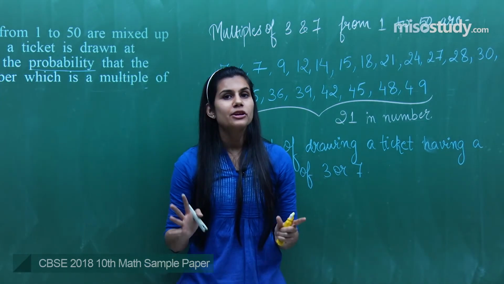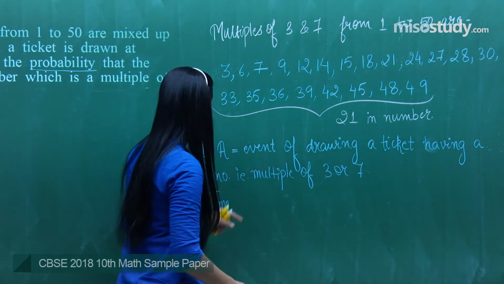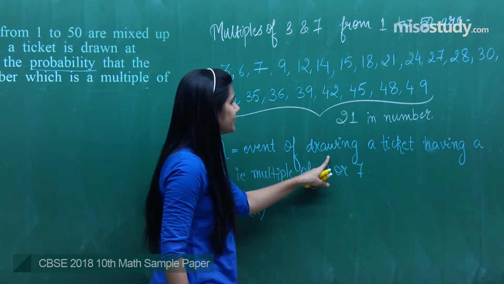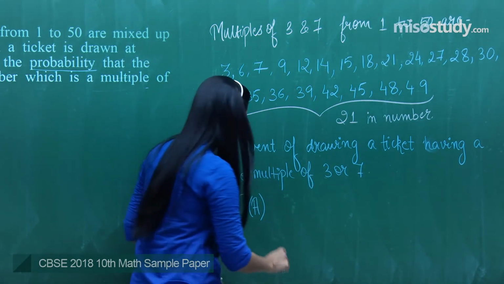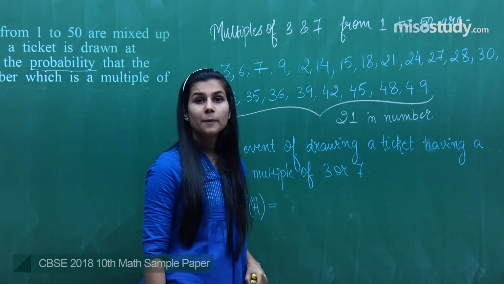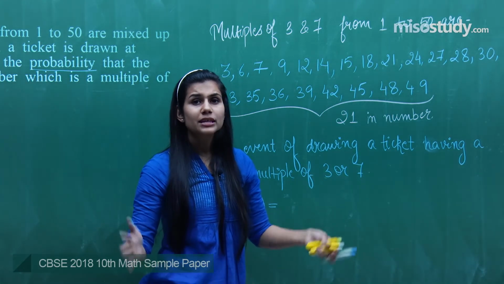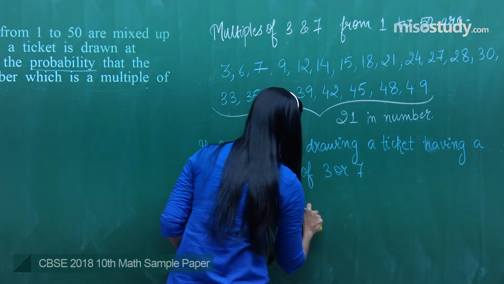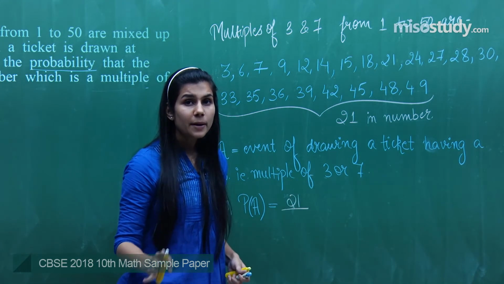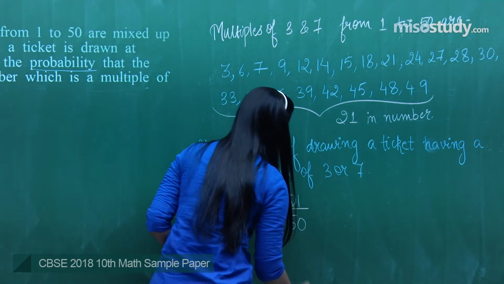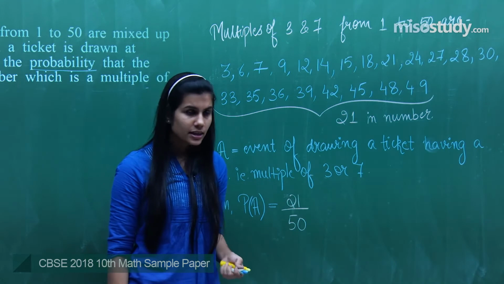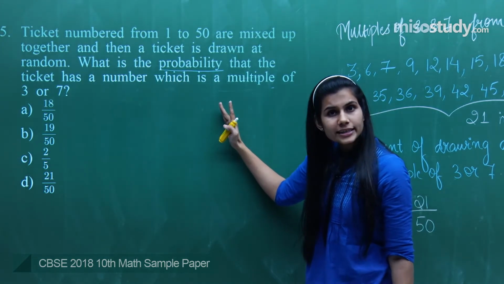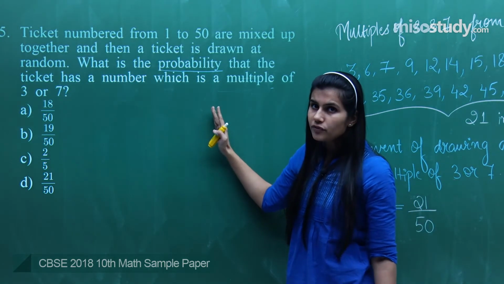Out of the 50 numbers, I am interested in just 21 numbers, and that is why the probability of event A, drawing a ticket having a number which is a multiple of 3 or 7, is the number of favorable outcomes upon the number of total outcomes. So favorable outcomes are just those 21 tickets having these 21 numbers. So the number of favorable outcomes is 21 out of the total number of outcomes. The total outcomes are 50. Overall there are 50 tickets. And so 21 upon 50 is the required probability of drawing a ticket which has a number which is a multiple of 3 or 7.